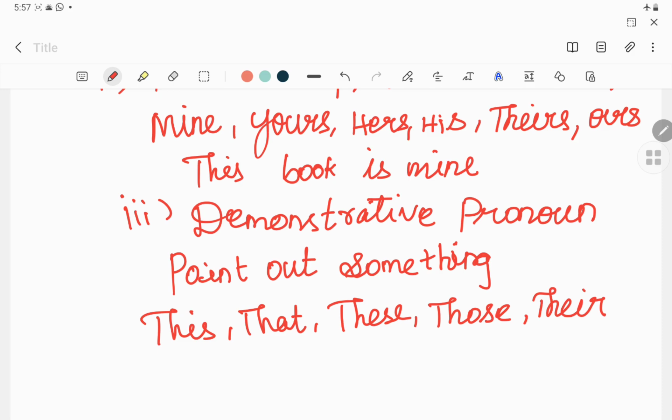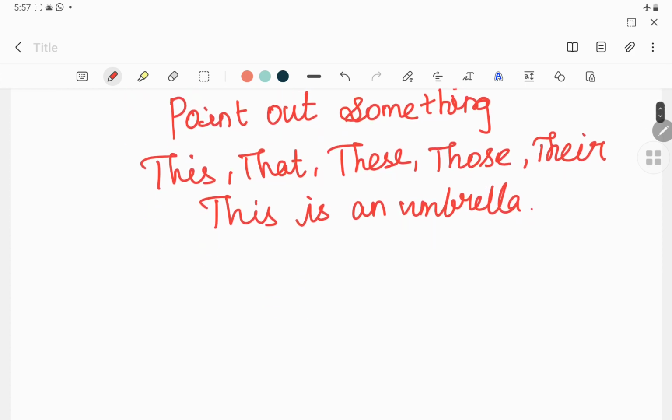இந்த மாதிரி ஒரு தர வந்து டெமான்ஸ்ட்ரேட் பண்ணி பர்டிகுலராக பாயிண்ட் அவுட் பண்ணி, இது அது அப்படின்னு சொல்லி ஒரு திங்ஸை பாயிண்ட் அவுட் பண்ணுறோம். So there you can use demonstrative pronouns. To point out something we can use a demonstrative pronoun. So for example we can say, this is an umbrella. Okay, this is an umbrella. This is an example for that.